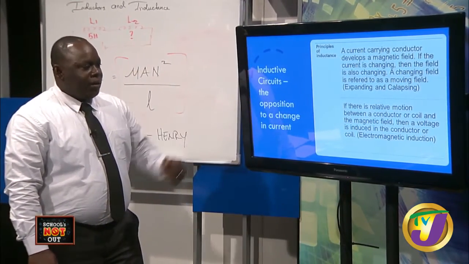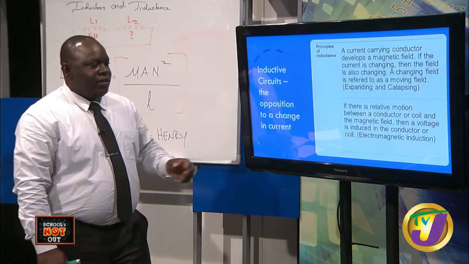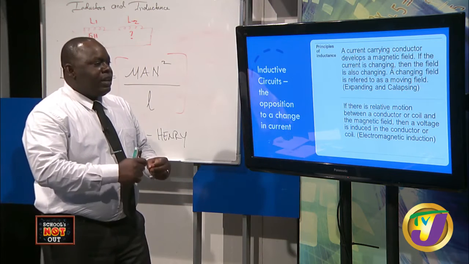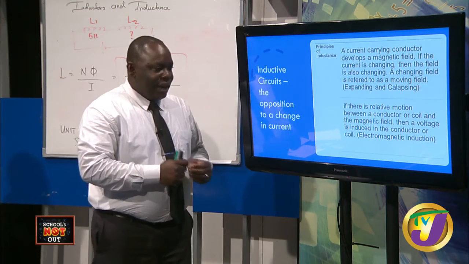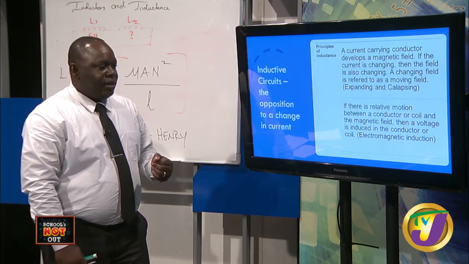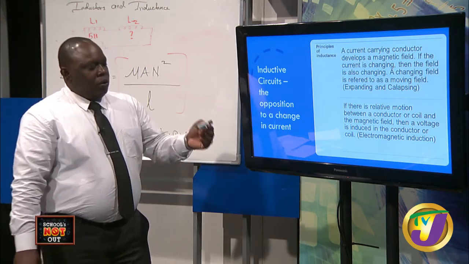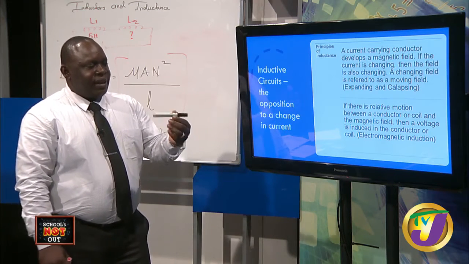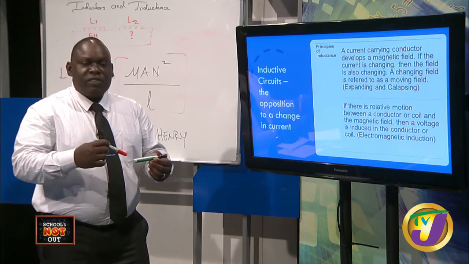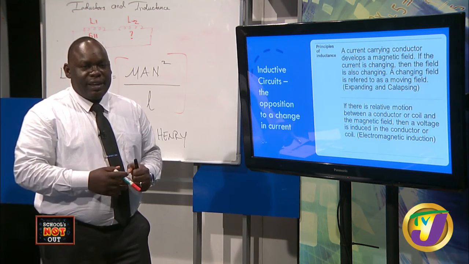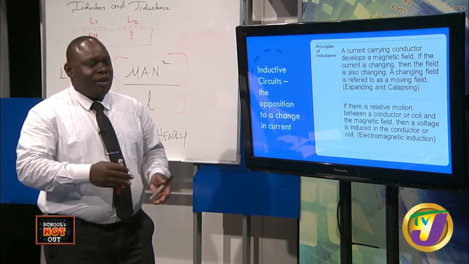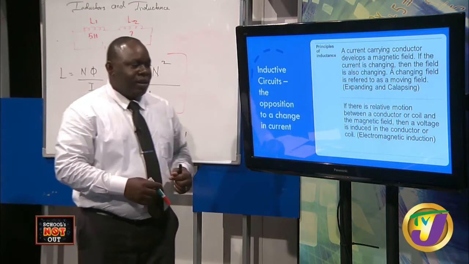Another principle for us to pay attention to, and this is where electromagnetic induction comes from. If there's relative motion between a conductor or coil and the magnetic field, then a voltage is induced in the conductor or coil. Let us look at what we're saying here. This is an example. Let us say that this is a conductor or a coil. If there's relative motion, as was stated earlier, then induction takes place. A current will be induced in the conductor or coil.